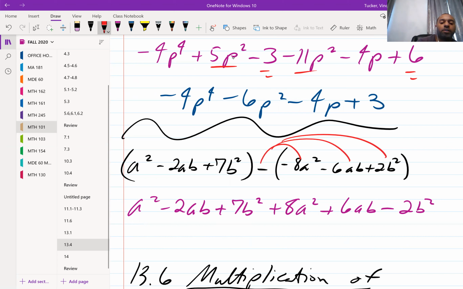Now we combine the like terms in each case. So a squared plus 8a squared is 9a squared. Negative 2ab plus 6ab is plus 4ab. 7b squared minus 2b squared would be plus 5b squared.